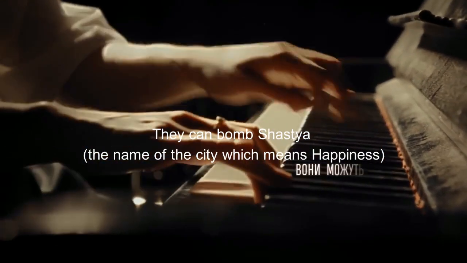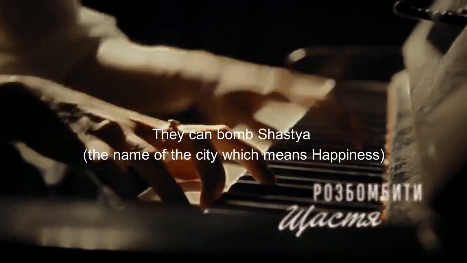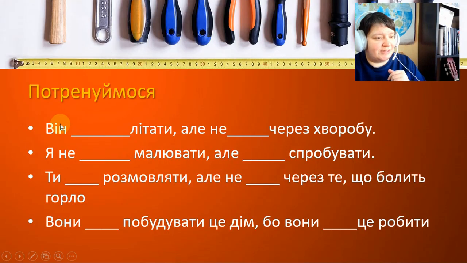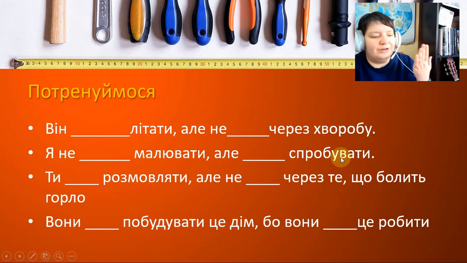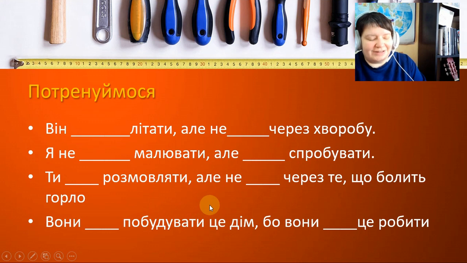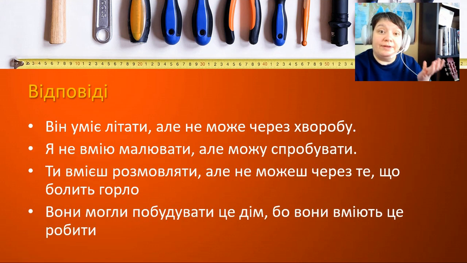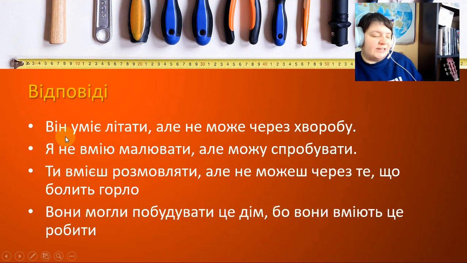Потренуємося. Let's practice. So here we have some sentences where we should put вміти, могти, but in different forms. So you can check previous slides again. Or screenshot them to see them in front of your eyes and to do this exercise. And after that, we will check. Відповіді.